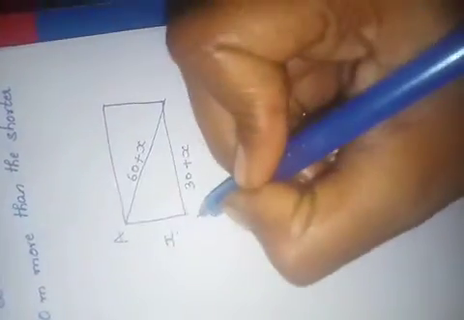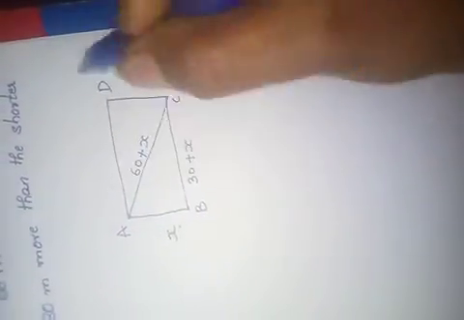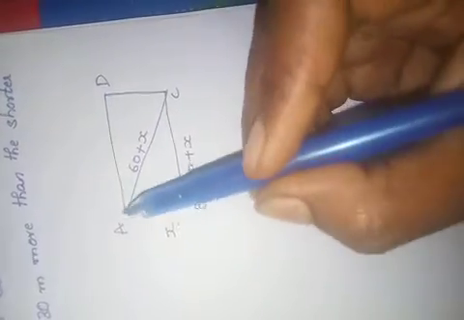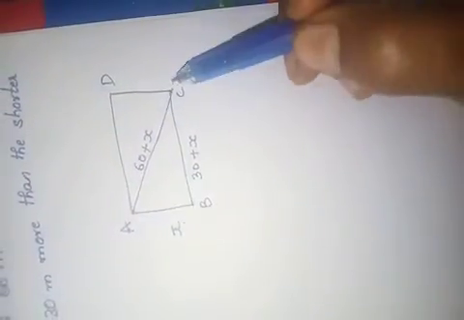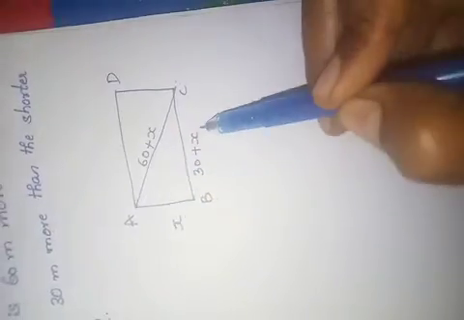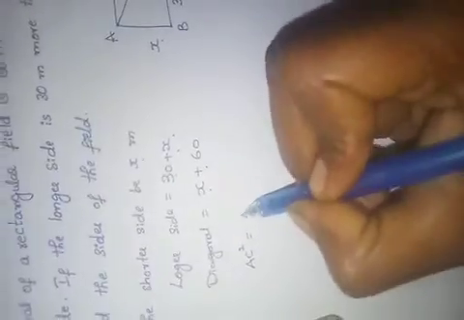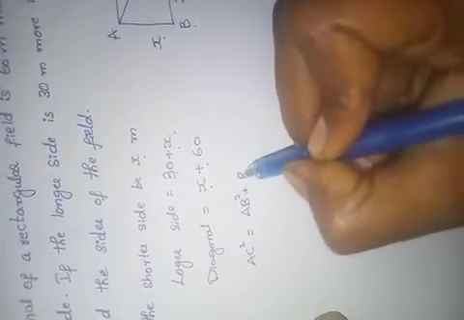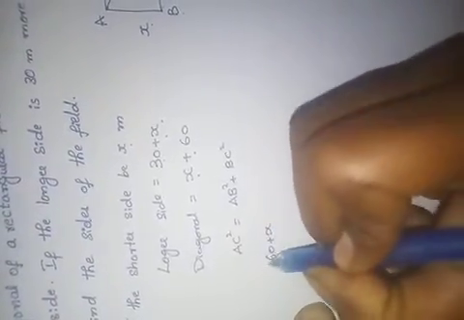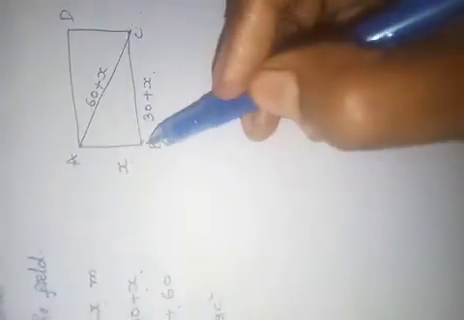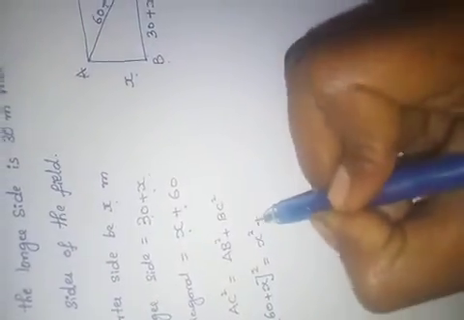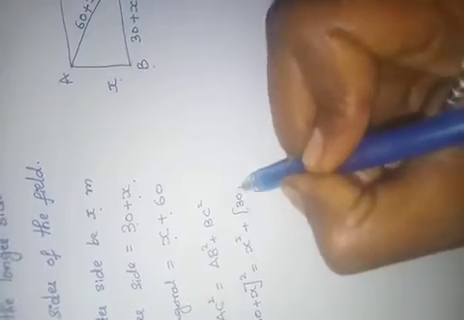By the figure, you see the figure. What we can say? If you take this rectangle as ABCD, see here, AB square plus BC square equals to AC square, no? Means side square plus side square equals to hypotenuse square. What we can say? AC square equals to AB square plus BC square. What is AC here? 60 plus x whole square equals to AB square, x square, plus BC square, 30 plus x whole square. Now solve this.